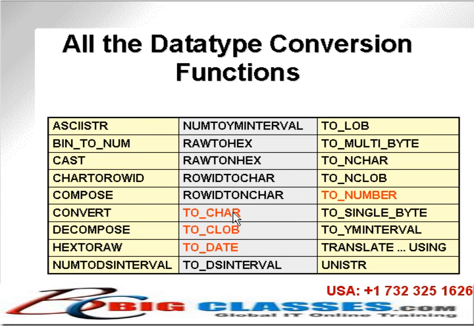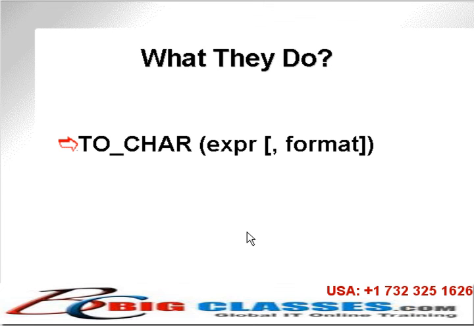toChar converts to characters from numbers or dates. toDate converts from a character to a date. toNumber converts a string to a number. toClob actually converts a text string into a text binary object. Before I go into some examples, let's just go through all the data type conversion functions we want to deal with, the red ones. toChar converts an expression, applies a format, and returns a string.